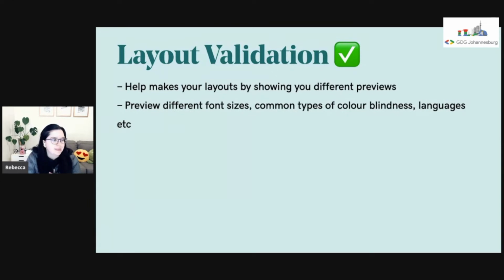Okay, next thing. Layout validation. This is similar to what we've just seen, but layout validation is for when you're writing the layout, not once it's already running on the phone. This helps you make your layouts better in different configurations, because it shows you different previews of different things. You can see different things for font sizes, common types of color blindness, just to make sure that the contrast is good in your app. Different languages, sizes of fonts, that kind of thing.